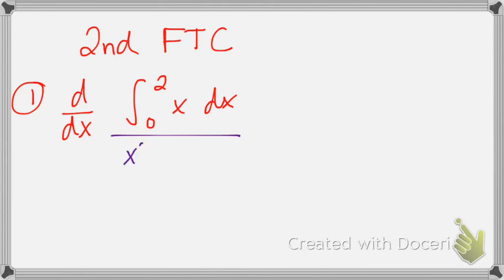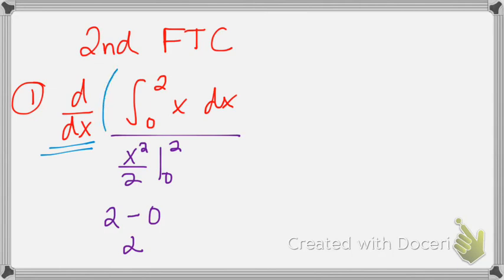Alright, the antiderivative would be x squared over 2. We need to evaluate it at 2 and 0. So that would be 2 squared over 2, 4 over 2, which is 2. Plug in 0, so you get 2 minus 0, so then you get 2. Now, at the beginning of the problem, it said take the derivative of that. It's saying take the derivative of what you get for the integral.